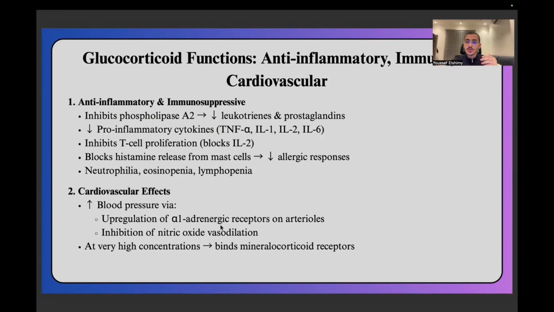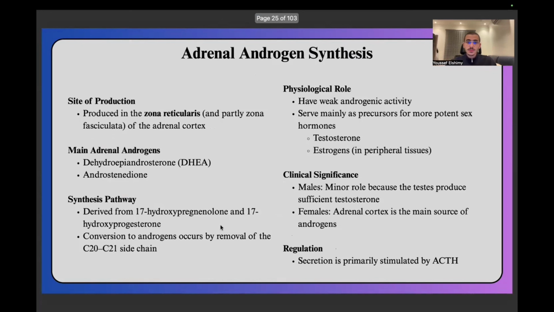Also, at very high concentrations, the glucocorticoids, because they have a similar structure to mineralocorticoids, would act on the mineralocorticoid receptors, and they would lead to water retention and increasing the blood pressure. Okay, we covered the glucocorticoids.